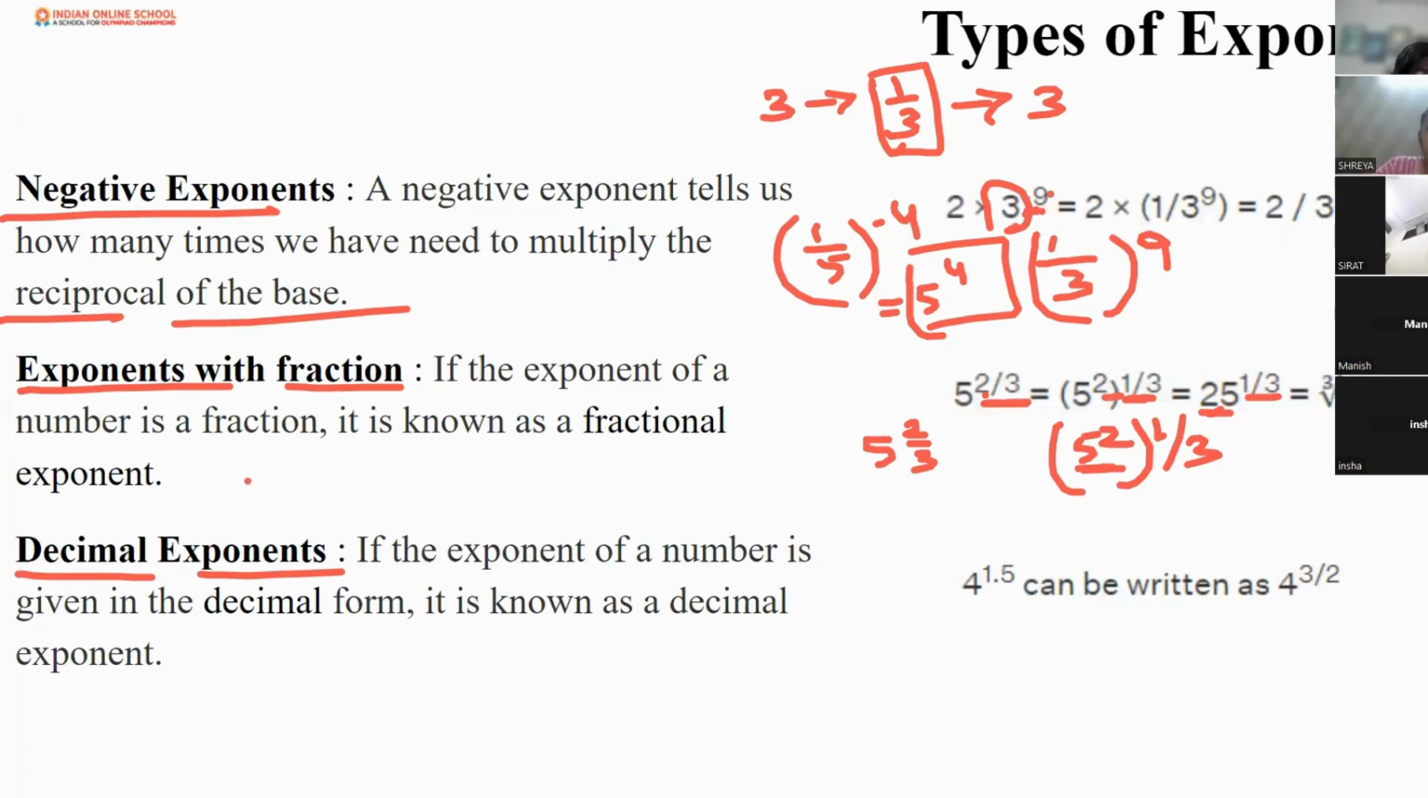Next comes decimal exponents. Decimal exponents, again, the same thing where you have decimals as exponents. So if you have 4 raised to 1.5, 1.5 can be written as 15 by 10. You can convert it into fractions, and once you have converted it into a fraction, you can switch to exponents with fractions. So these are the 3 types of exponents: negative, with fractions, and with decimals.